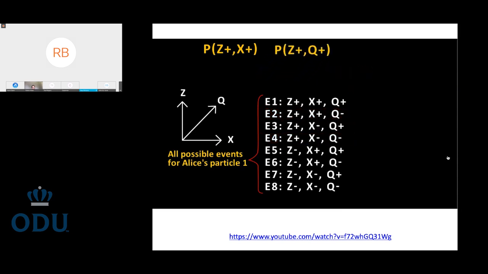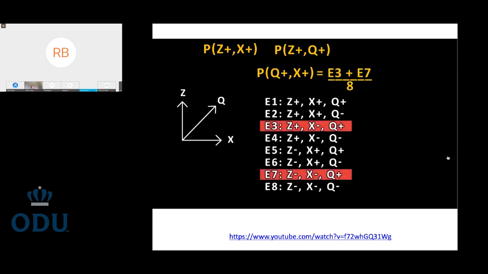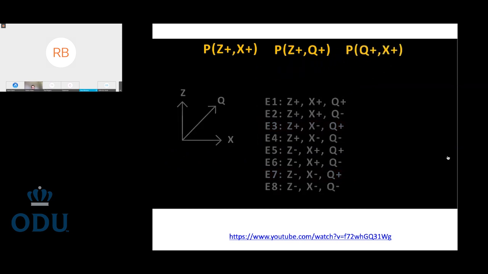And the third case is, what is the probability that Alice measures positive in the q direction and Bob measures positive in the x direction? This would be events 3 and 7, divided by 8 for probability. So these are the 3 probabilities given the hidden variables theory.